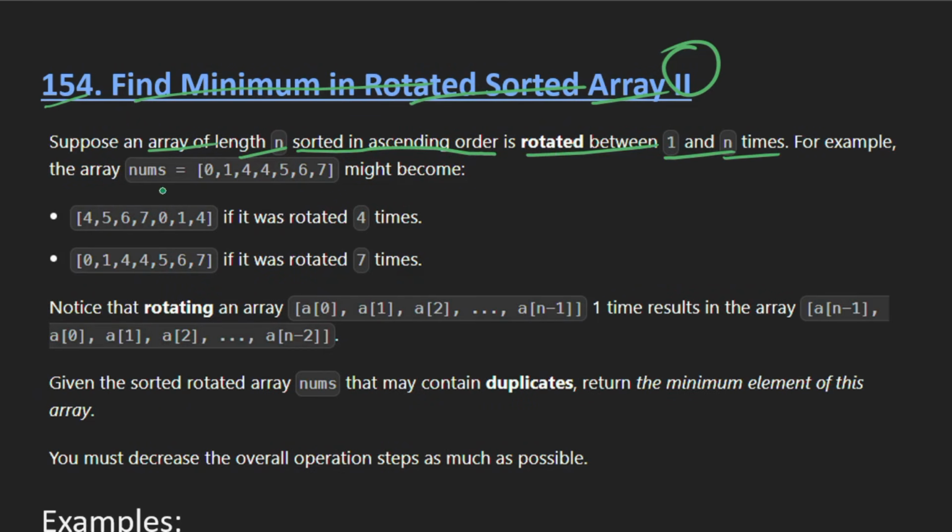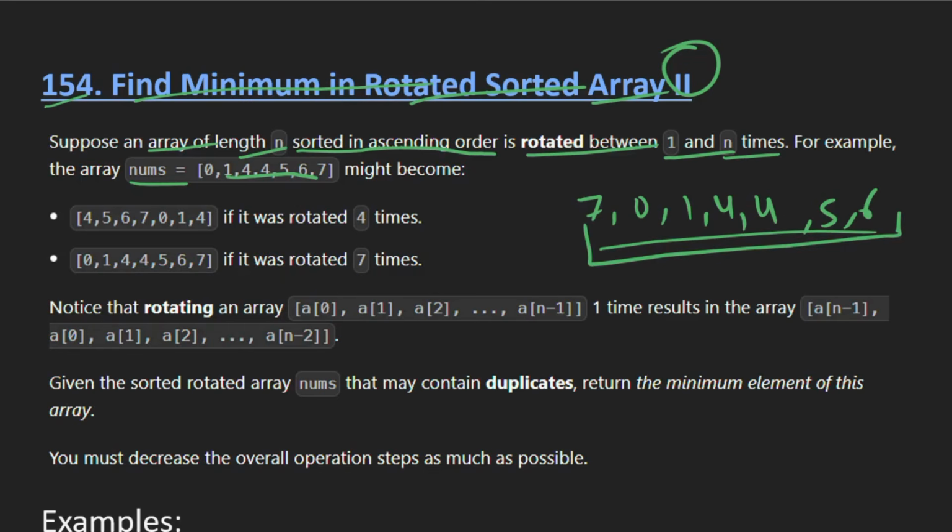An example is given: suppose this is the array 0 1 4 4 5 6 7. After one rotation, 7 will come to the first position, then 7 0 1 4 4 5 6. So after one rotation the array will look like this. If we do three more rotations, then 4 5 6 will come here, and the array will look like this. So after a total of 4 rotations the array will look like 4 5 6 7 0 1 4, right?